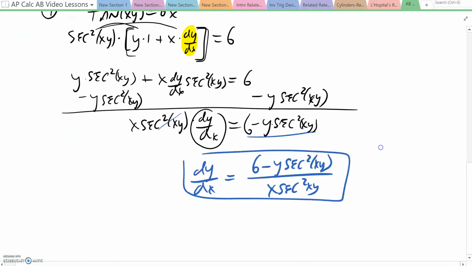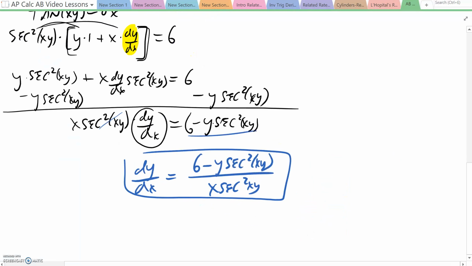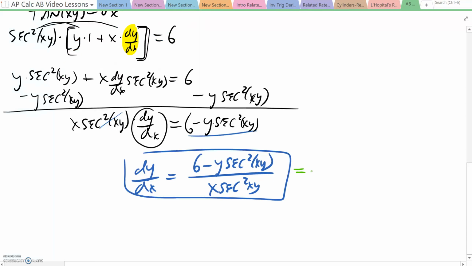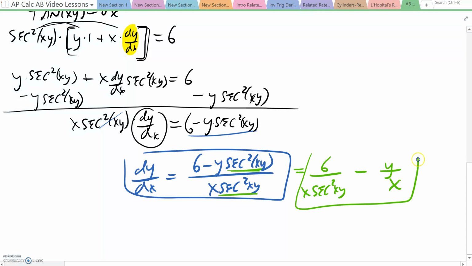You could, if you wanted to, rewrite this. And it's not too crazy to think that maybe split it into two fractions. So we'll have 6 over the x secant squared xy minus y over x. If you didn't see it, they both have the exact same secant squared mess. So this right here, that's a pretty decent answer as well. I don't think I wrote that up on the PDF version, but if you get to here, that's fine too.